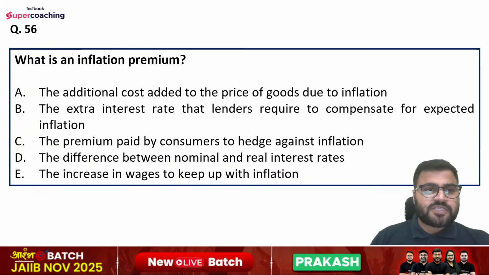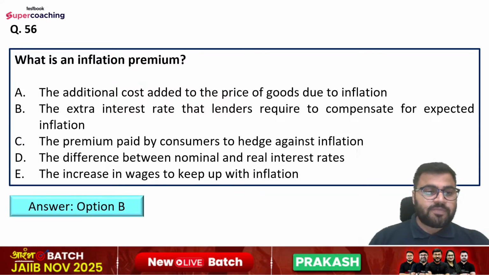Question number 56, what is an inflation premium? Options are the additional cost added to the price of goods due to inflation, the extra interest rate that lenders require to compensate for expected inflation, the premium paid by consumers to hedge against inflation, the difference between nominal and the real interest rates, and the increase in wages to keep up with inflation. So right answer is option number B.